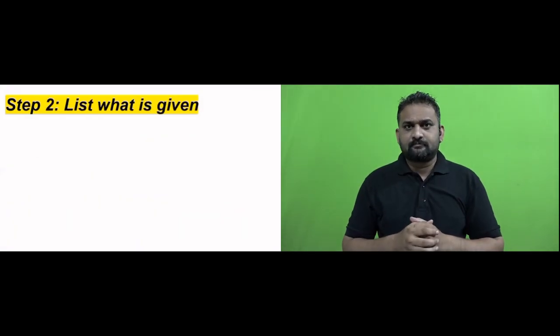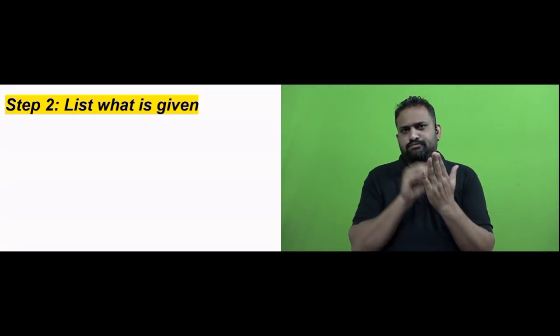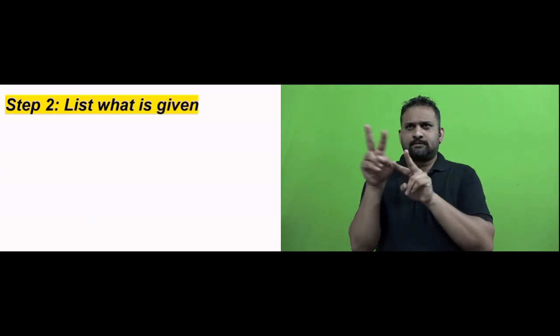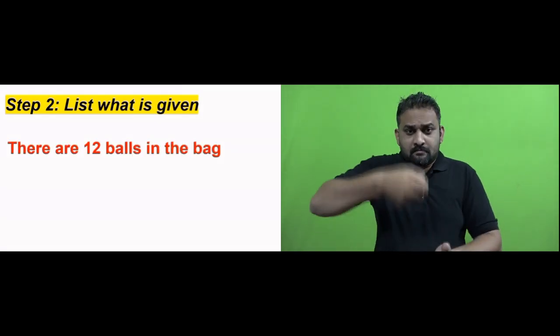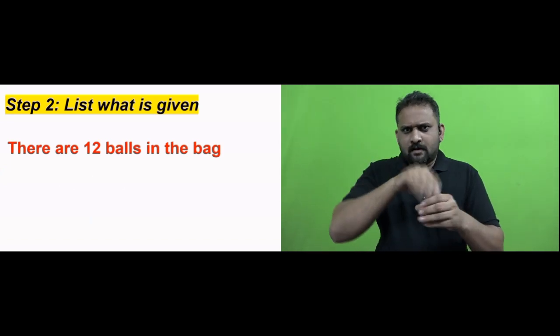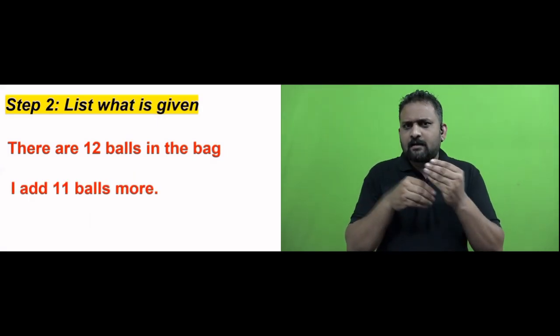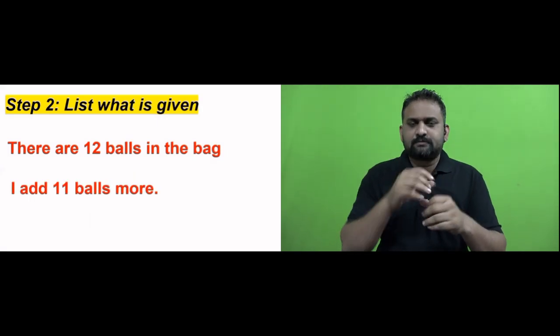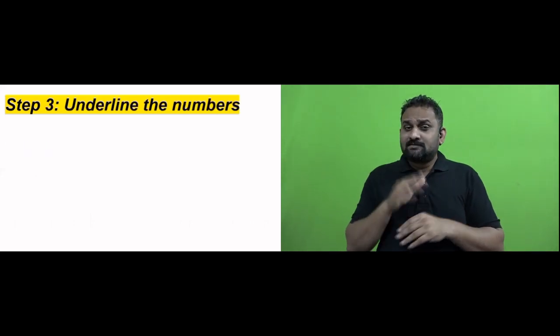Step 2. List what is given. So what was given in the sum? The first bit of information given was there are 12 balls in the bag. The next bit of information was I add 11 balls more. We now come to step 3.